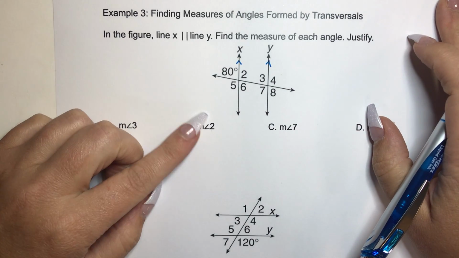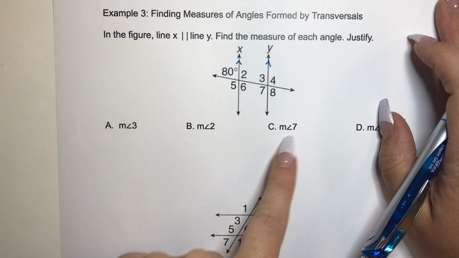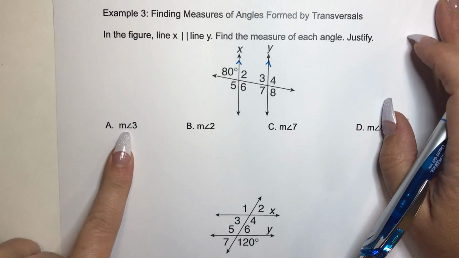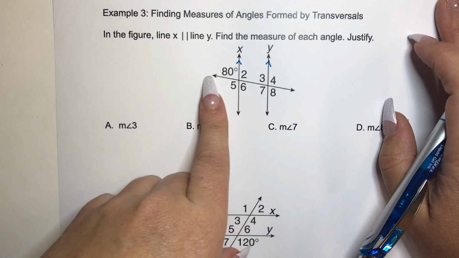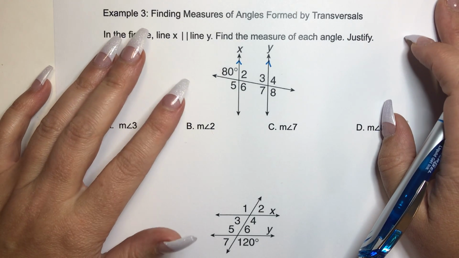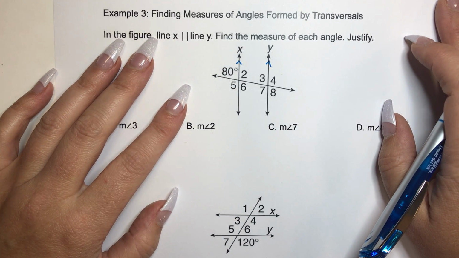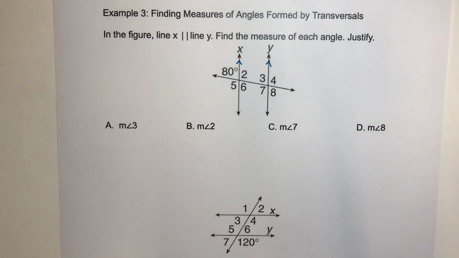Okay. Then it says find the measure of each angle and justify. So we have A, B, C, and D. So the first one is the measure of angle 3. So notice that when these are parallel and there's this transversal, we can use the alternate interior angles, the alternate exterior angles, and the corresponding angles. We can also use adjacent angles and vertical angles to be able to figure out what the angle measures are.